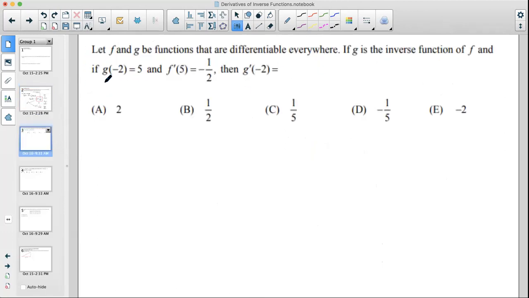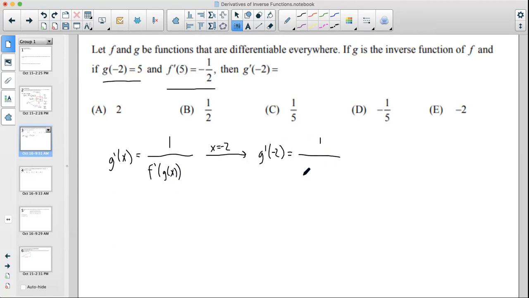And then they give us these pieces of information, which we're going to use to figure out all the things in our formula. Let's just remember g prime. I'm going to write down the formula again. G prime of x equals 1 over f prime at g of x. That's the formula. We're trying to evaluate it at -2, so I'm going to replace all the x's in my formula with -2. G prime of -2 equals 1 over f prime at g of -2.